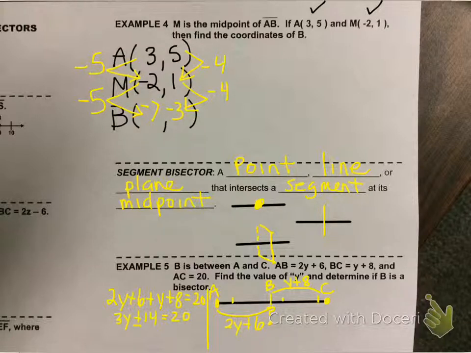I'll subtract 14 and then do what? I have 3y plus 14 is 20, right? I only want my y's, so I'm trying to move everything away from my y's. I subtracted 14 and had 3y is 6. What would be the last step? Divide by 3. So I get that y is 2.